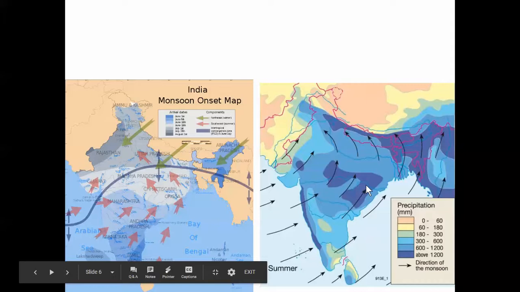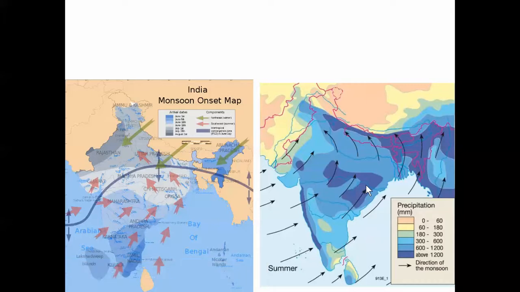But again, it's extreme precipitation events, and as you read your text, you'll see it has a lot of impact on the culture and the economy of the region. Okay, that's it for this lecture. Again, mountain systems, major rivers, monsoon system. That's it.